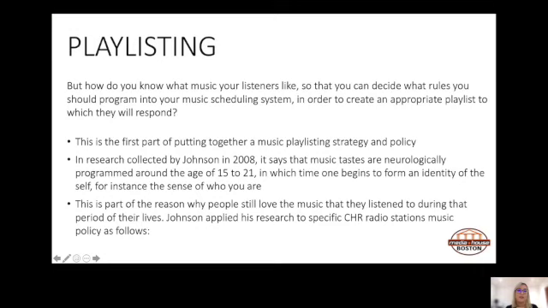This is the first part of putting together a music playlist strategy. In research that was collected in 2008, they say that music tastes are neurologically programmed around the age of 15 to 21, a time in which one begins to form an identity of the self, for instance, the sense of who you are. This is part of the reason why people still love the music that they listened to during that period of their lives. And this is then applied to radio station music policies.